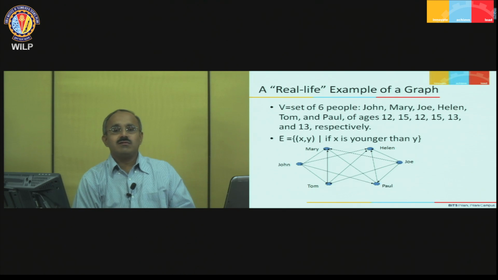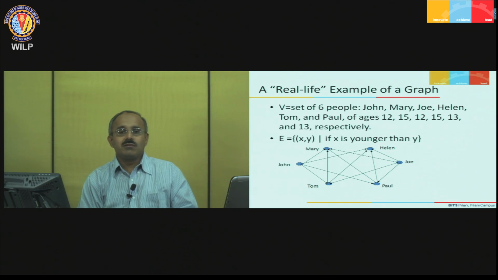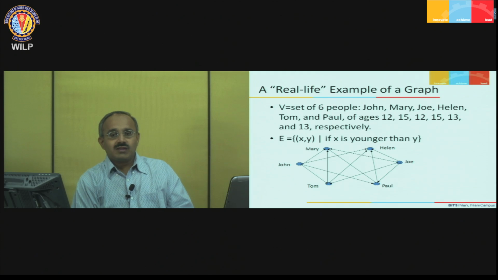Another example where we are looking at a set of few people and a relationship between these 2 people. So, we say that 2 people are related if x is younger than y. So, if x is younger than y, we say x is related to y, or we will say there is an edge between x and y. So, if you look at the graph, it is represented as this.